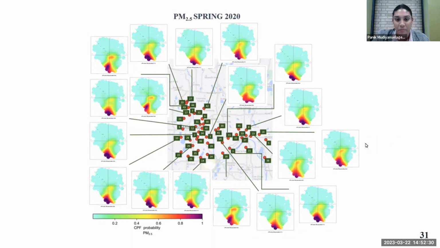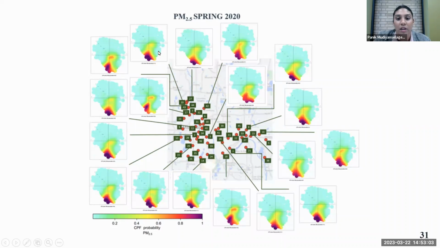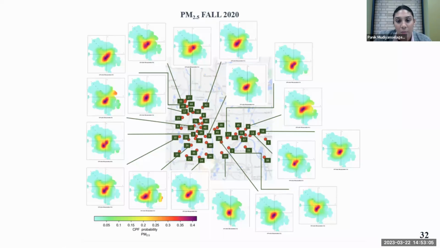Okay, so this was for PM2.5 in spring 2020. And you can see that the emission is contributed from a source over a distance. And you can see it's coming from the southern direction here. And when we look at fall, we see that it's under low wind speeds, and the source is probably a local one. Whereas in spring, we're seeing high concentrations under high wind speeds.